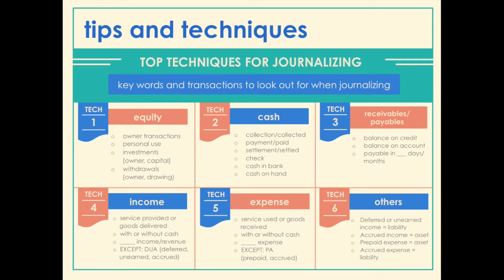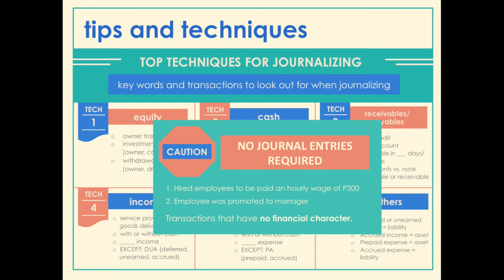Other points to note is that deferred or unearned income is a liability, accrued income is a receivable and is therefore an asset, prepaid expenses are also assets, while accrued expense is a payable and is therefore a liability. Also take note that some transactions may also not require any journal entries. Recall that the definition of accounting tells us that we only record transactions with financial character. Transactions like hiring employees or the promotion of an employee to a higher rank do not have financial character and are therefore not recorded.